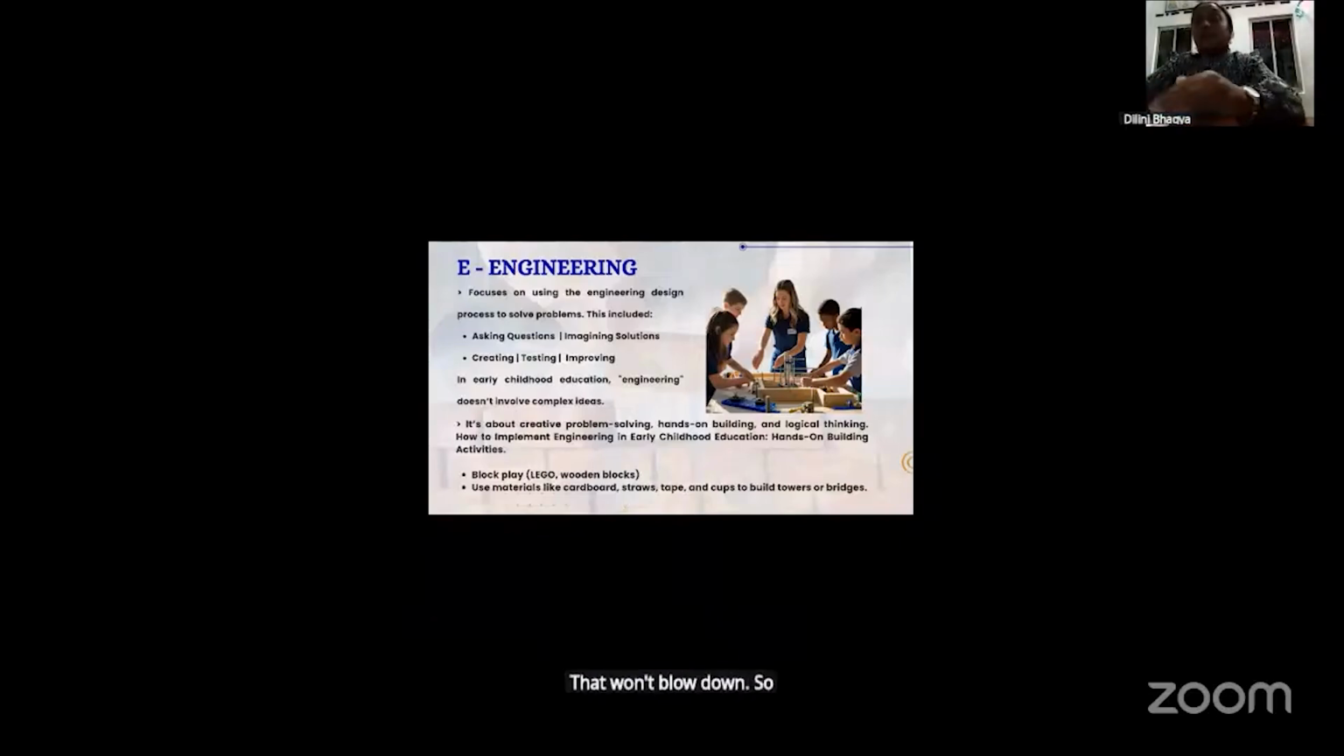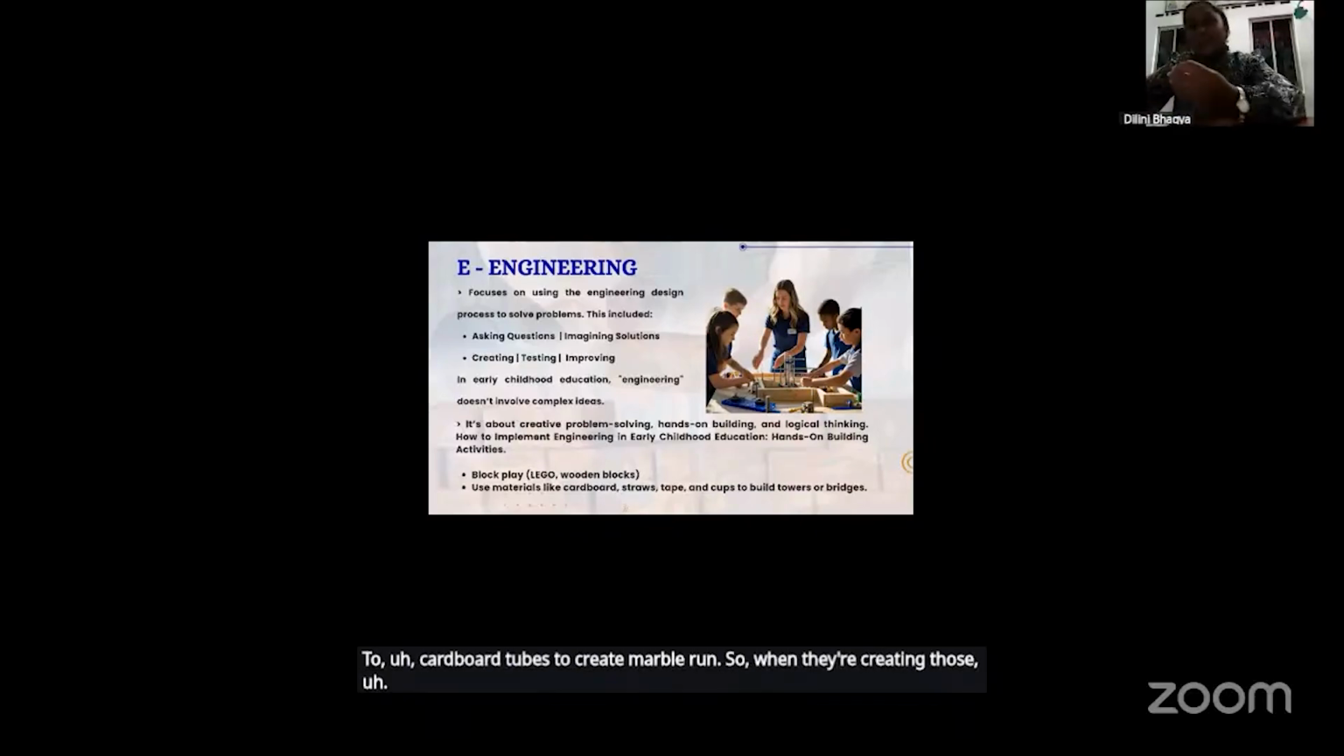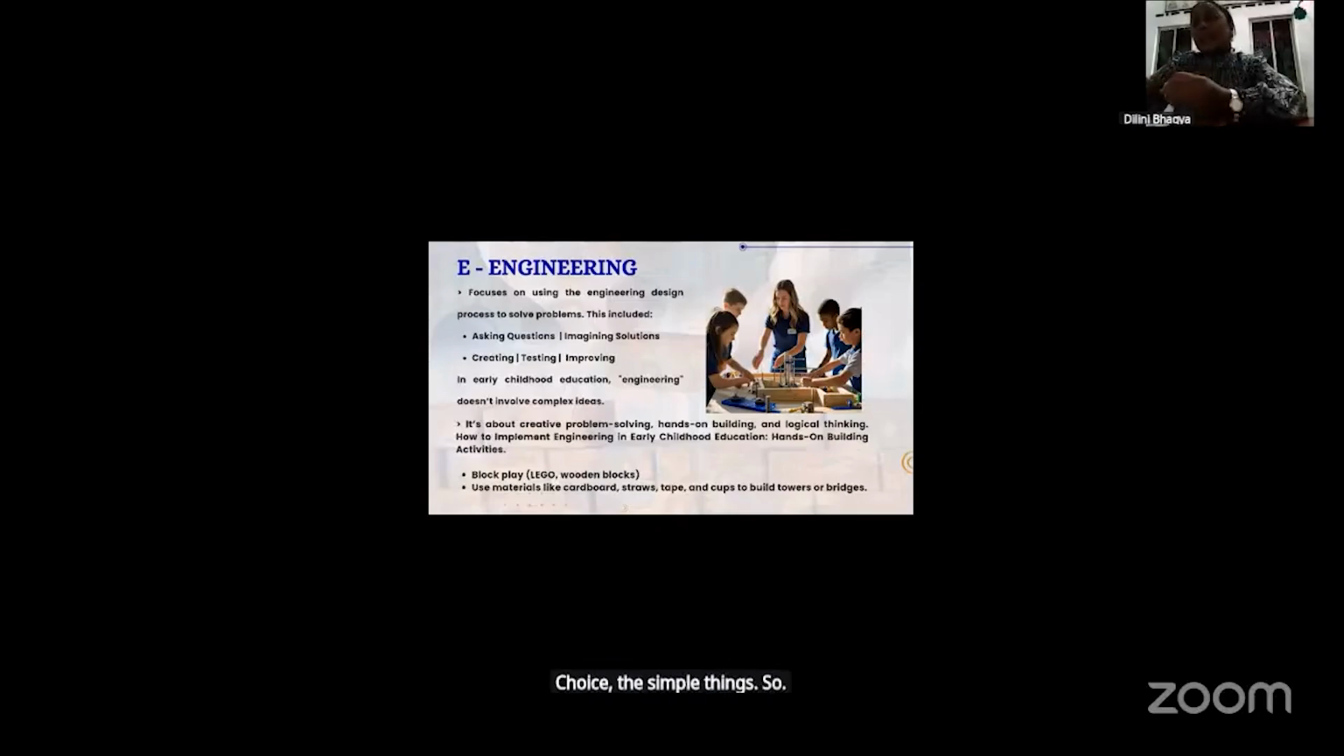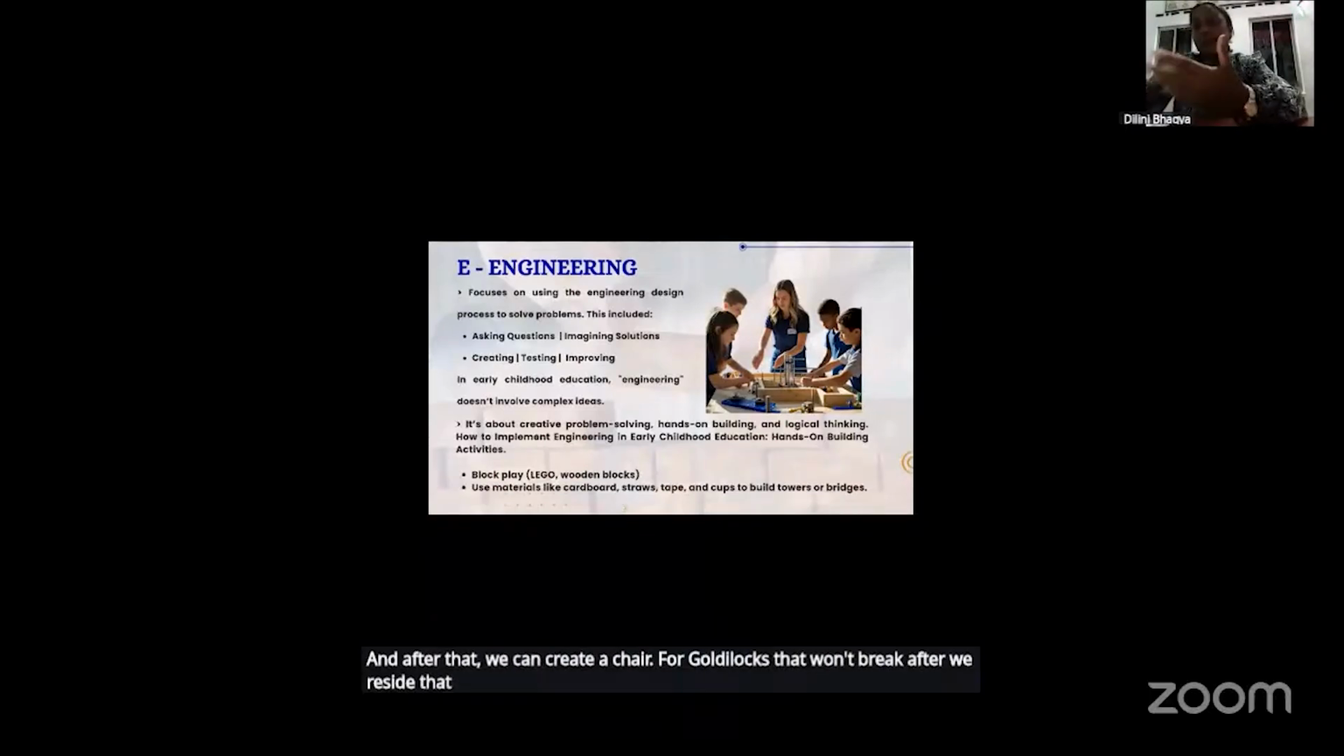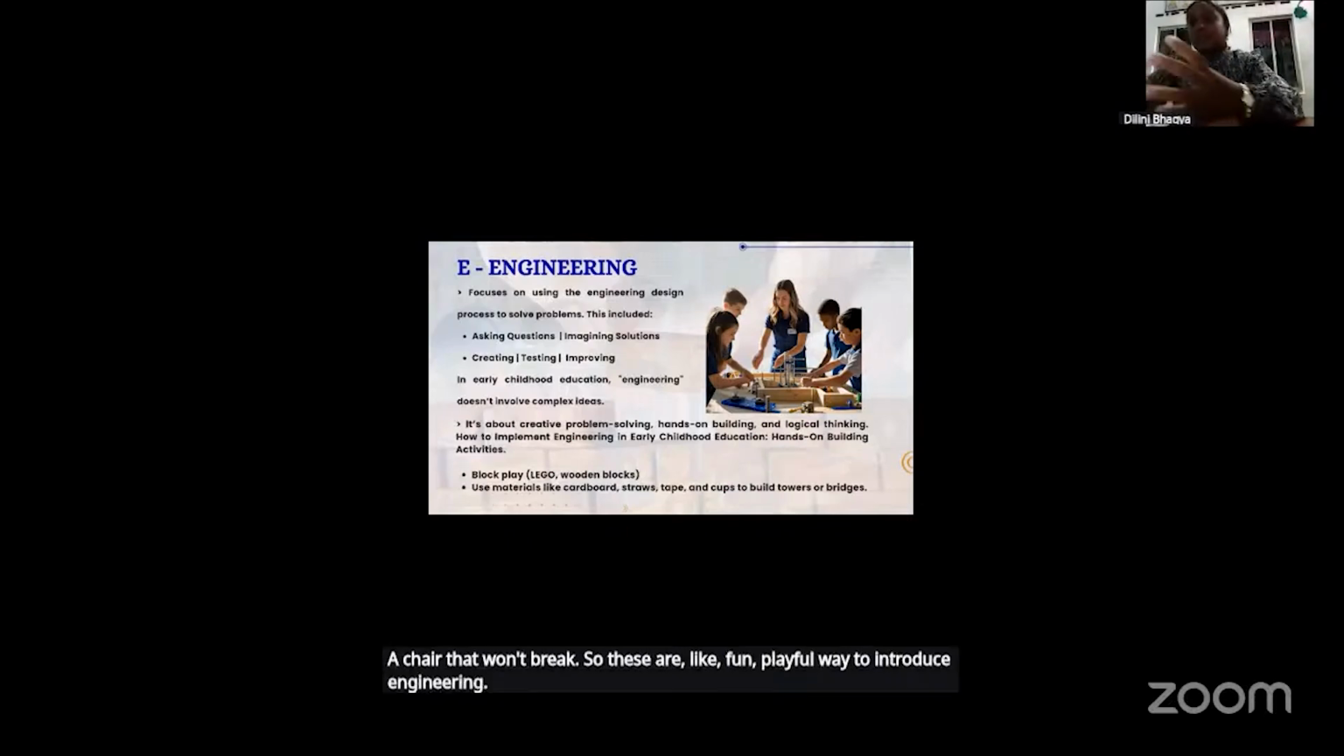The next one, we can use cardboard tubes to create a marble run. When they create those simple toys, it can lead them to learn how to design like engineers. And after that, we can create a chair for Goldilocks that won't break. After we narrate the story, we can ask them to design a chair that won't break. These are fun, playful ways to introduce engineering to our early childhood education.